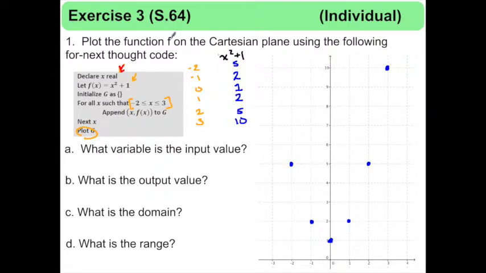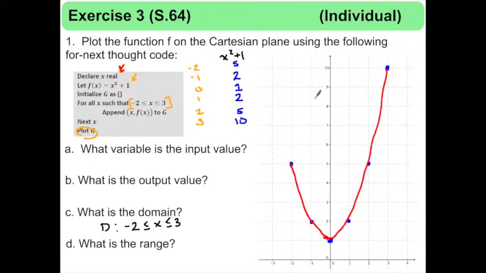Now again, our domain, which is important to note, is between -2 and 3. That's everything in between -2 and 3, so this needs to be a connected line that's going to follow this curvature motion down to here and then come back up. Now I stop there because that's where my domain ends.